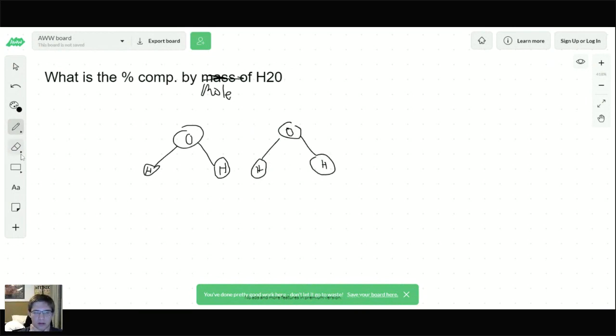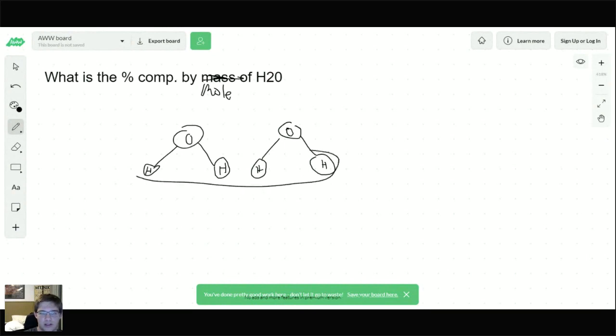I'm sorry. When you're talking about composition by mole, it's basically saying what percentage of this is hydrogen, what percentage of this is oxygen. So let's just boil it down to just first these two molecules. We have two H2Os. So first, what percentage of it is hydrogen?